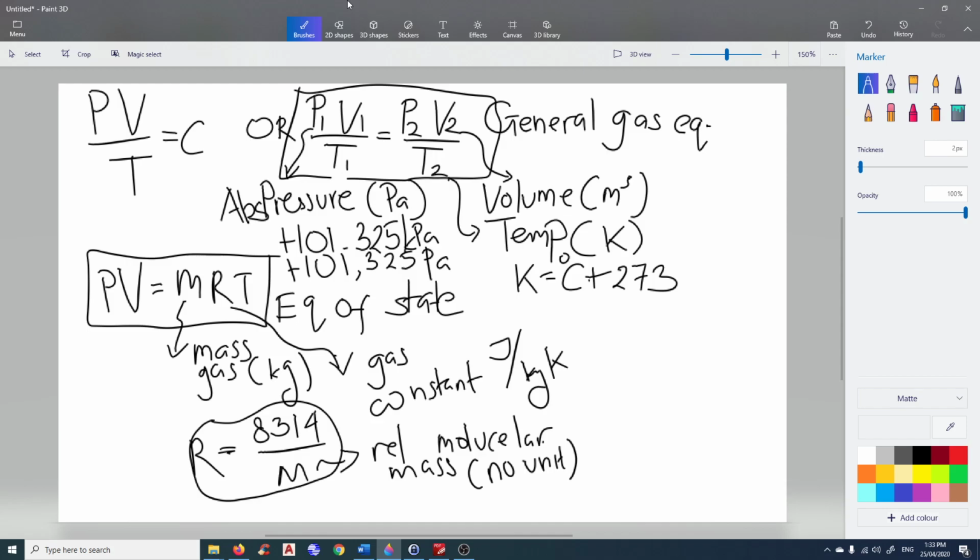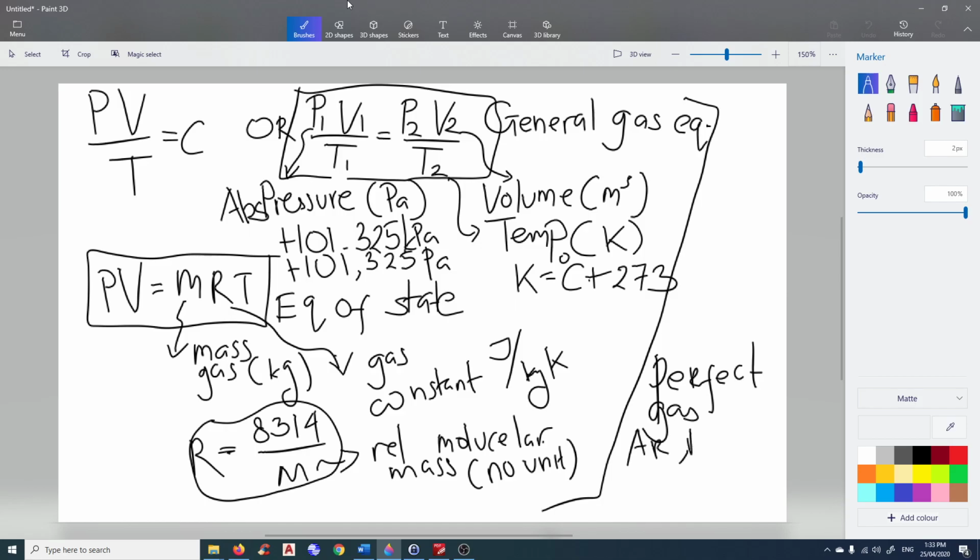common gases. This gas equation only applies for perfect gas. As discussed, it is for monoatomic gas like helium and argon. Nitrogen is a diatomic gas. Oxygen, carbon dioxide, and of course the air that we breathe, which consists of a mixture of many gases.